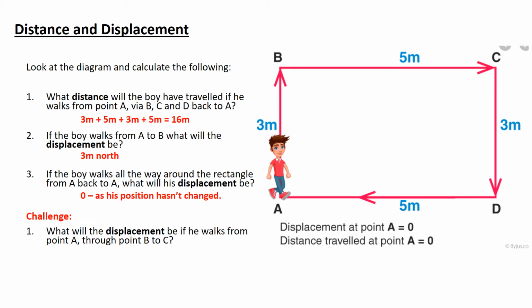So challenge, what will the displacement be if he walks from A through to B to point C? You may want to use your old friend Pythagoras' theorem here to calculate this. And it is 5.8 metres northeast.